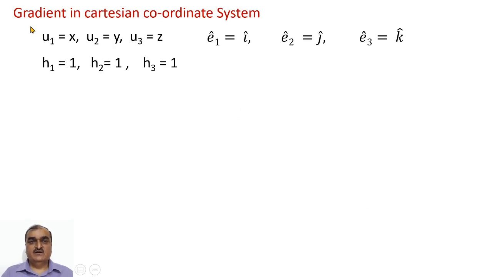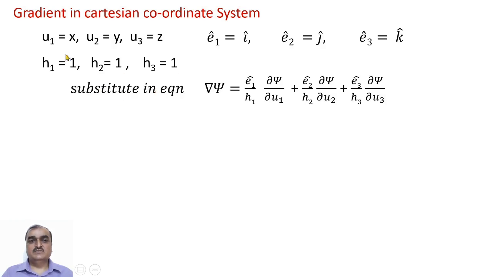Let us obtain the gradient in the Cartesian coordinate system. In the Cartesian coordinate system, the three coordinates are x, y, z. Therefore, u1 is equal to x, u2 is equal to y, u3 is equal to z. And the three unit vectors are i cap, j cap, and k cap. Therefore, e1 cap is equal to i cap, e2 cap is equal to j cap, and e3 cap is equal to k cap. And the three scale factors, h1 is equal to 1, h2 is equal to 1, h3 is equal to 1.